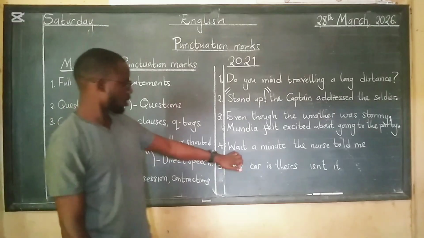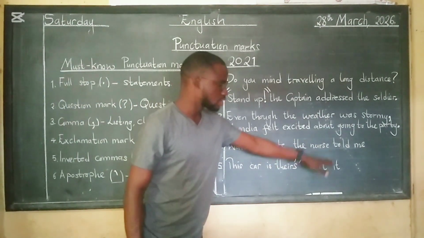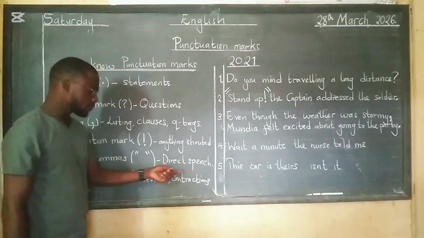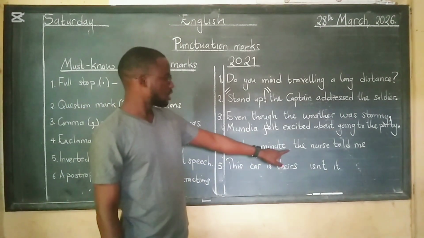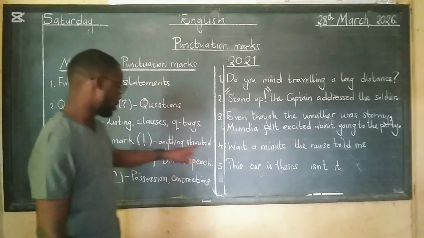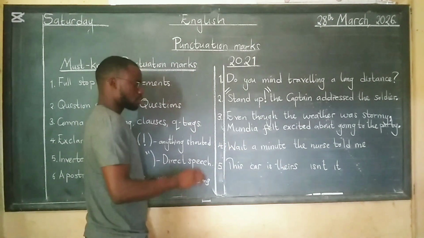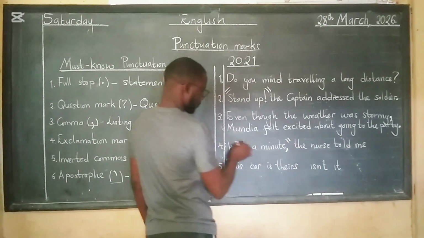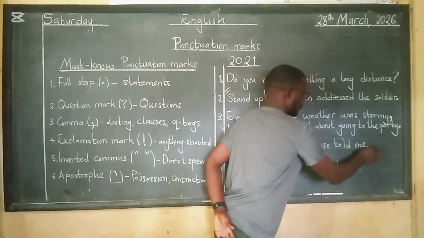For question 4, "Wait a minute," the nurse told me. So in this one, the nurse said something and we are getting what she said. We are getting the words that were said by the nurse and putting them in inverted commas. So which words are those? Wait a minute. So what we do first of all is punctuate the clause with a comma and then close it off like that. So "Wait a minute," the nurse told me, and full stop.